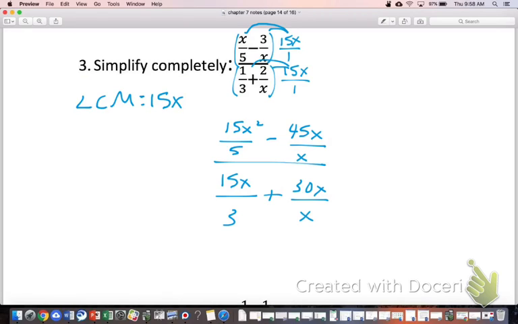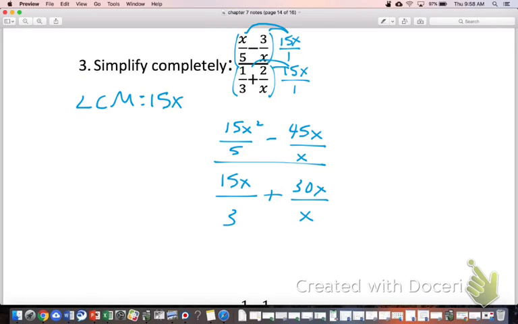As I walked around, there's a pretty healthy number of people that tried to cancel with this and this. Do you understand why that's wrong? What's the symbol that tells you that you should not be doing that? Subtracting, the minus sign. You cannot cross-cancel minuses or pluses. You can with multiplication, but that's not what we're doing here.